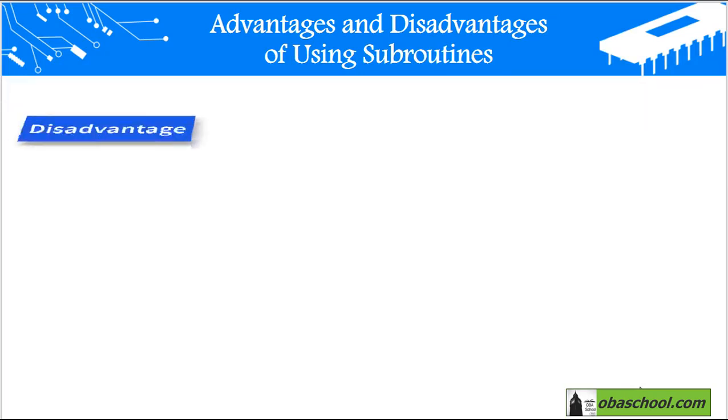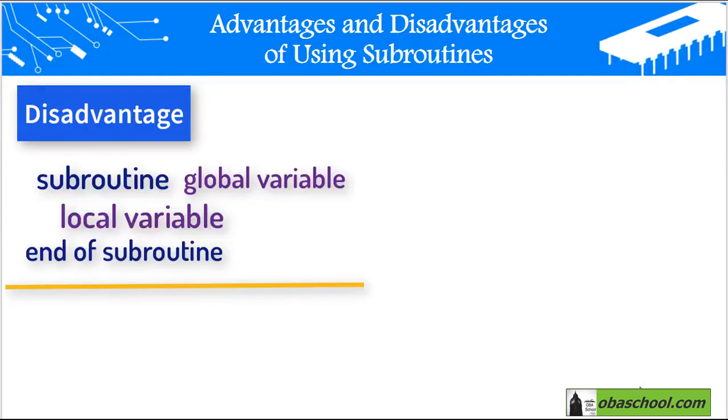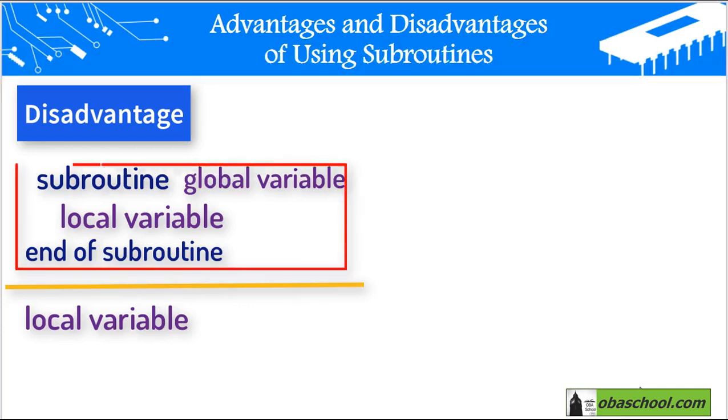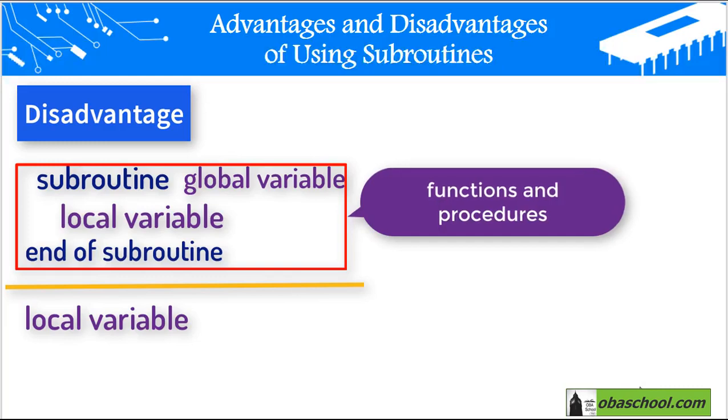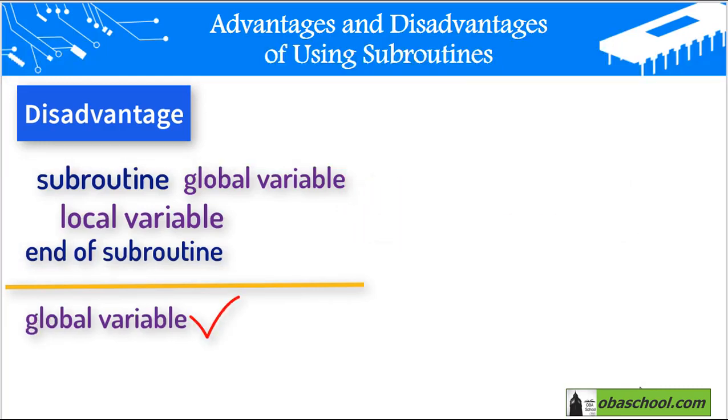The only disadvantage of using the subroutines is that we can't call the local variables in the functions or the procedures in the program. We can use them only in the subroutines, which are the functions and procedures. We call them only by using their global names in the program.